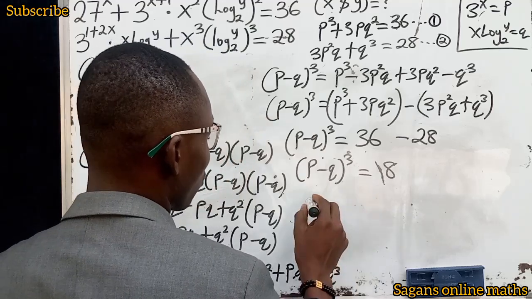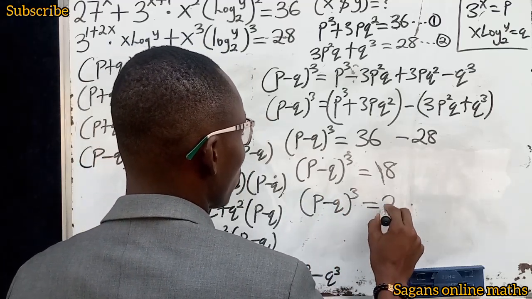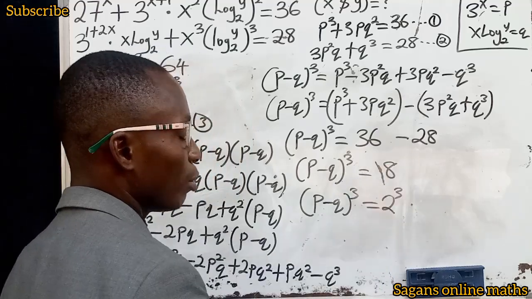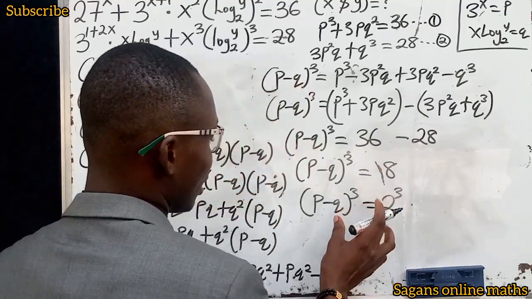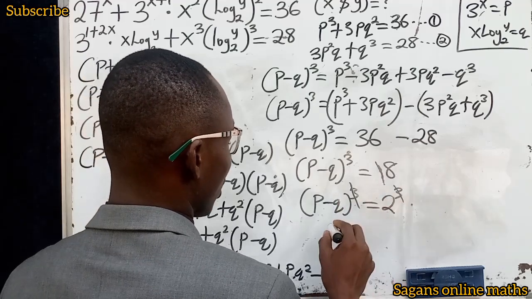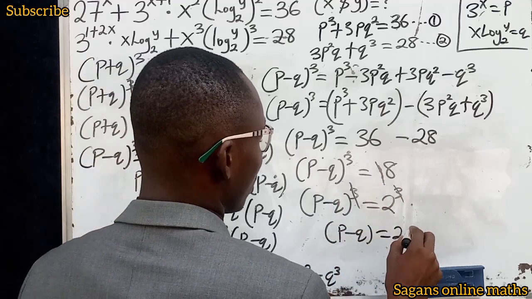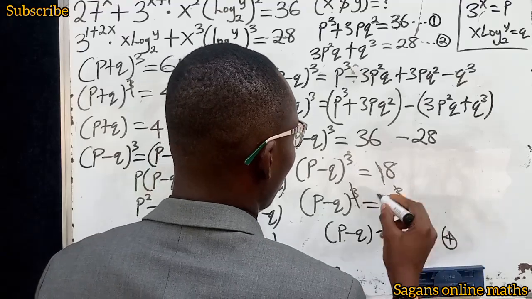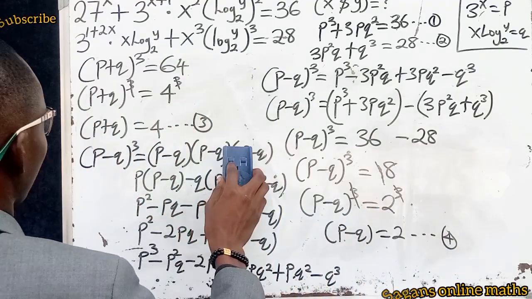Now to put 8 in this form, (p − q)³ is equal to 2³. 2 raised to the power of 3 simply means 2 times 2 three times, which is 8, right? So since the powers are the same, let's equate the bases. We answer that p − q is equal to 2. This is equation 4. Now let's solve these two equations we have gotten.